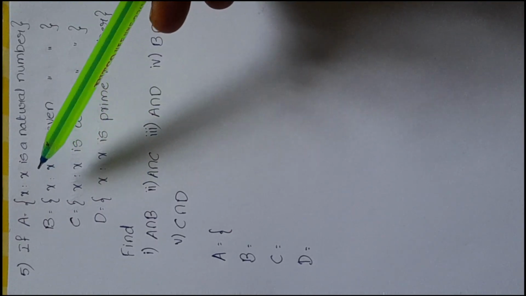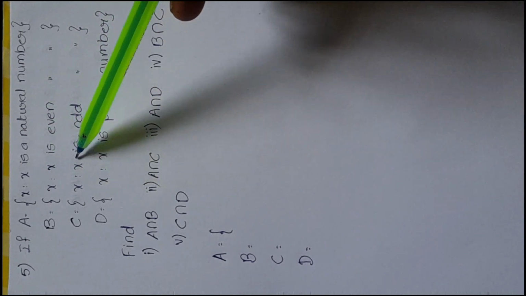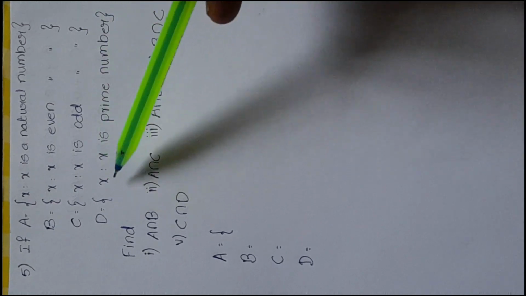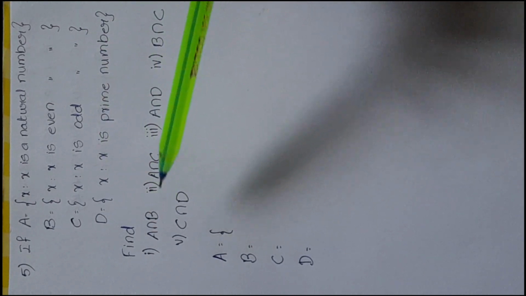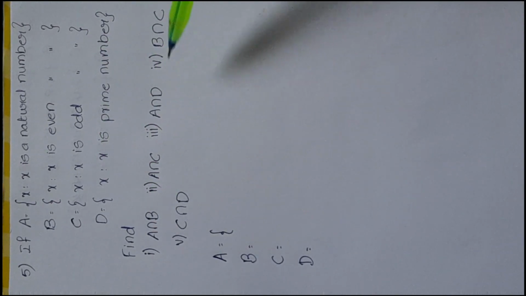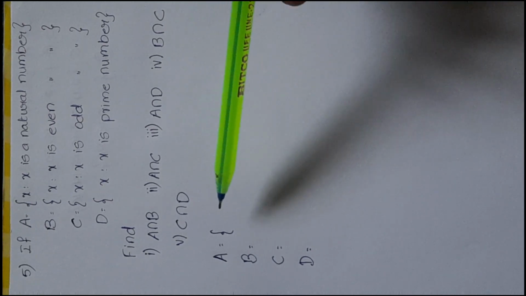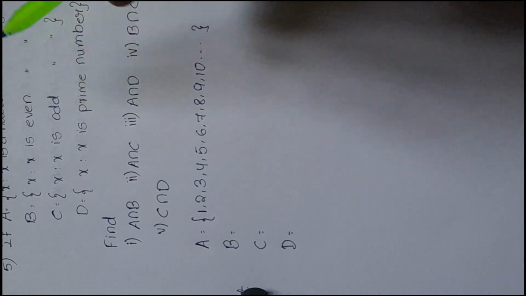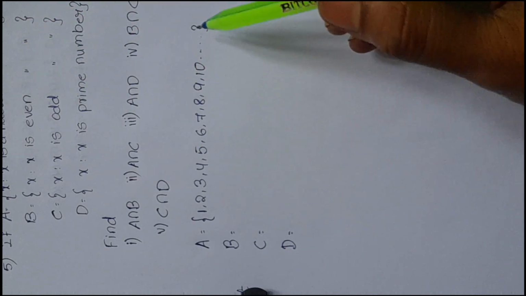The fifth question is, A is {x : x is a natural number}, set B is {x : x is an even natural number}, C is {x : x is an odd natural number} and D is {x : x is a prime number}. Then find A intersection B, A intersection C, A intersection D, B intersection C and C intersection D. Now let us write the sets A, B, C, D in roster form first. As x is a natural number, we write from 1 to 10 and so on.